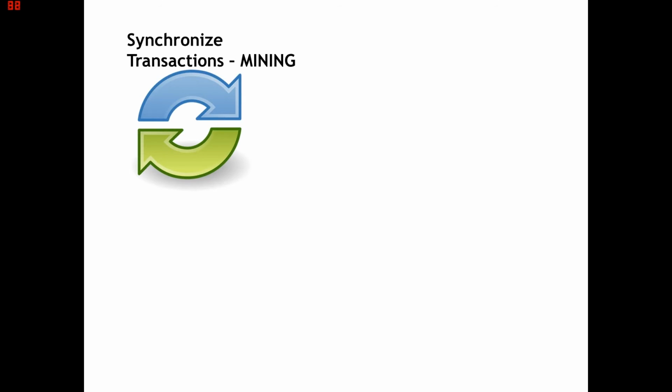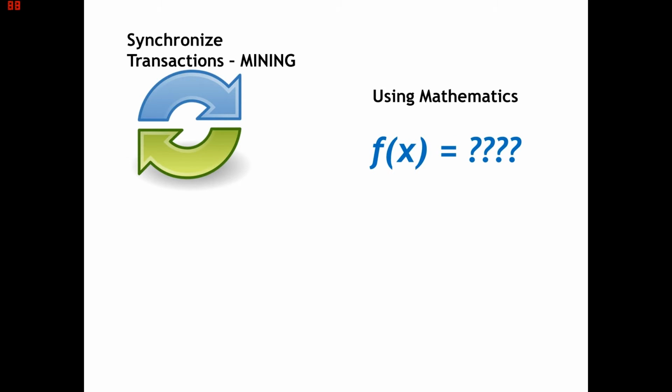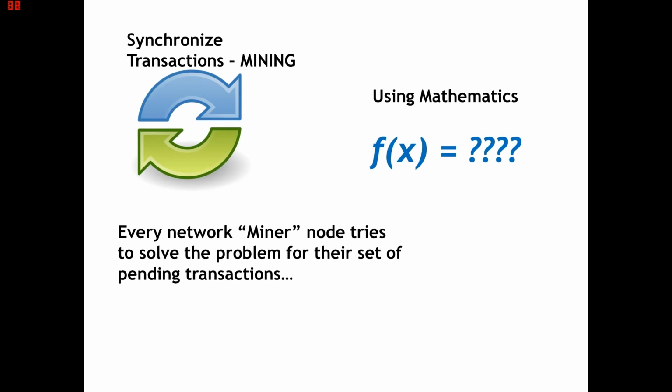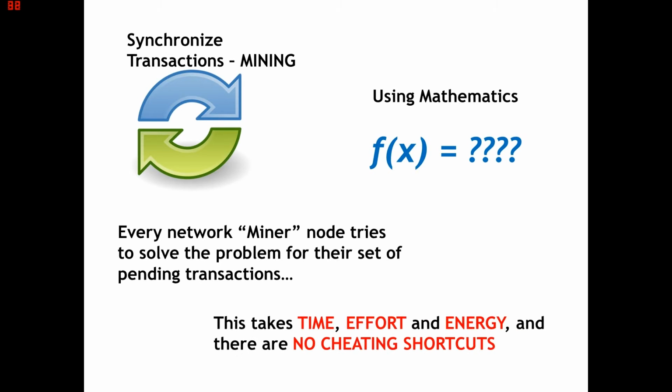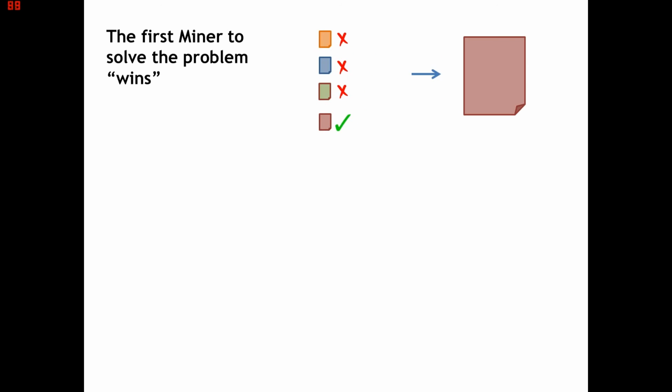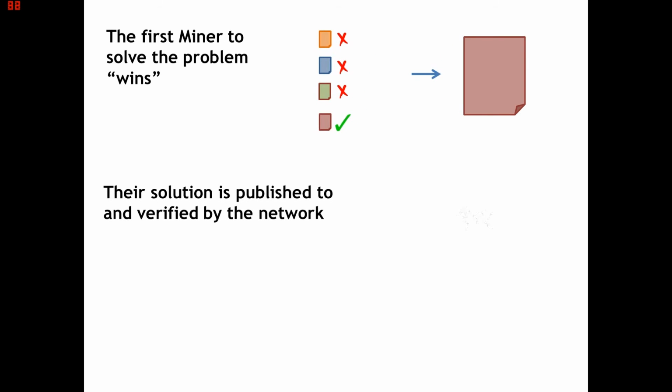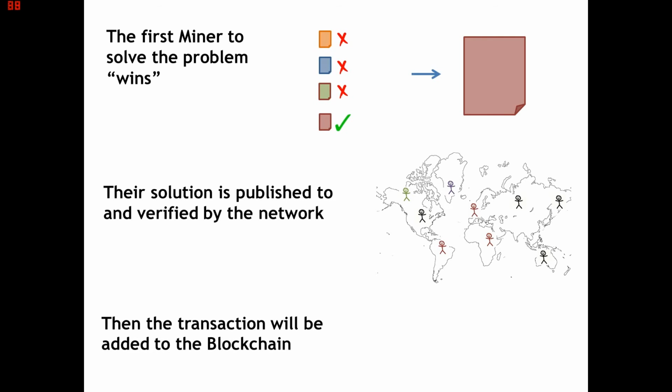The synchronization problem is resolved in blockchain using mining, which applies the mathematics of factoring large numbers. Contributing nodes in the network called miners solve mathematical problems unique to their transactional information. This takes actual physical effort and has a real-world cost, and the mathematics guarantees that there are no shortcuts or cheats. The first miner to solve the problem wins. Their solution then gets verified by the rest of the network, and their transaction block will eventually be added to the blockchain.